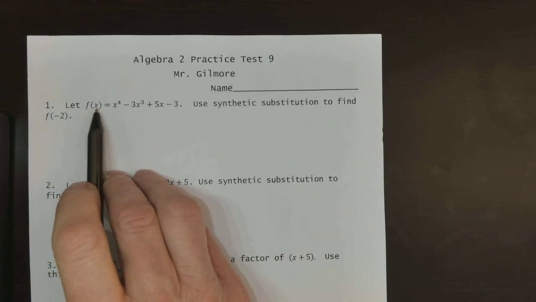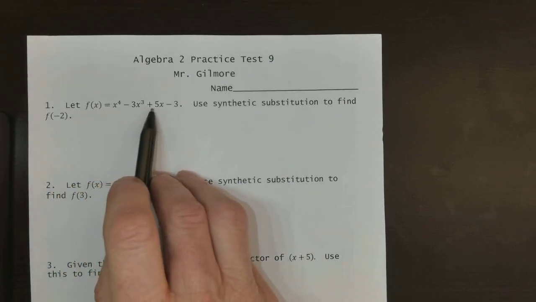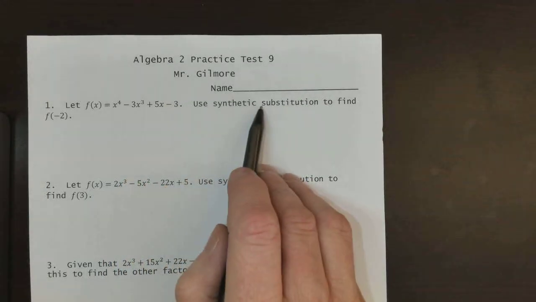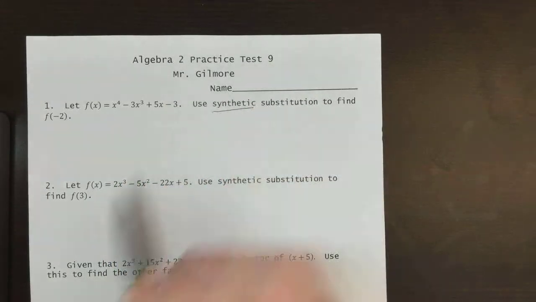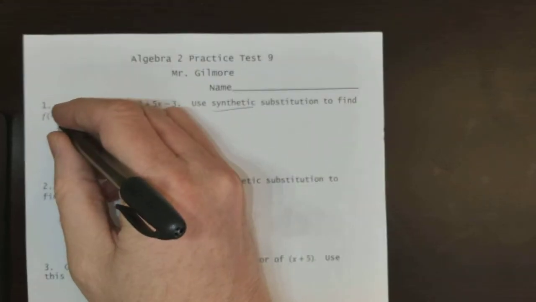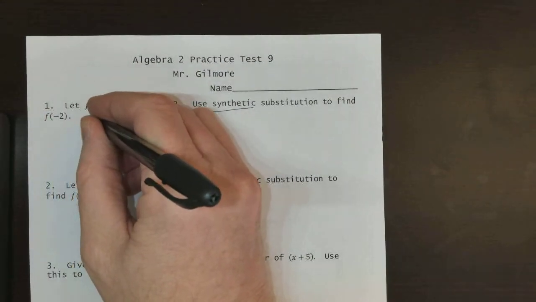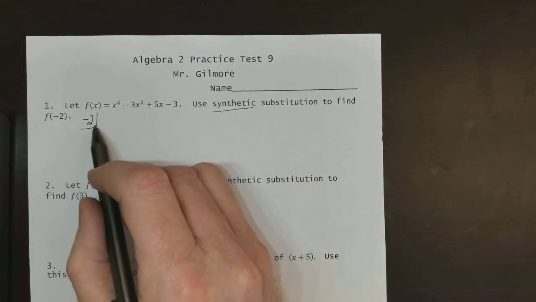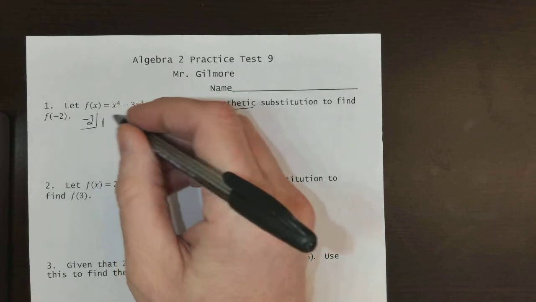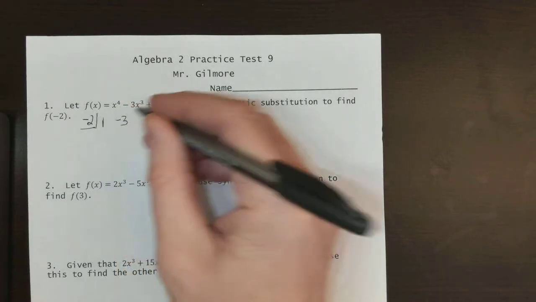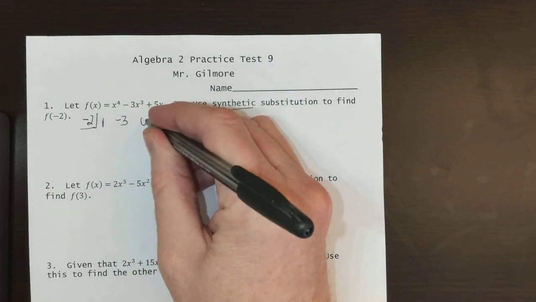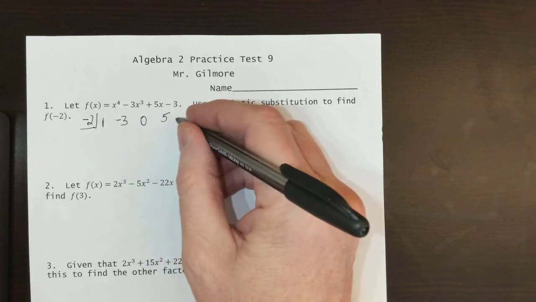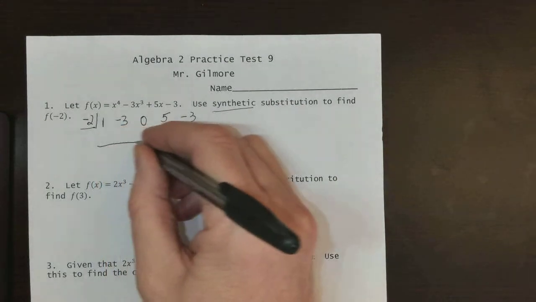Number one, it says let f of x equal x to the fourth minus 3x to the third plus 5x minus 3. Use synthetic substitution to find f of negative 2. Now if I want to find the actual value of f of negative 2, I use negative 2 in the box. And I got 1x to the fourth minus 3x to the third. I'm going to put a 0 for x squared. We need every power taken care of. Plus 5x and minus 3.